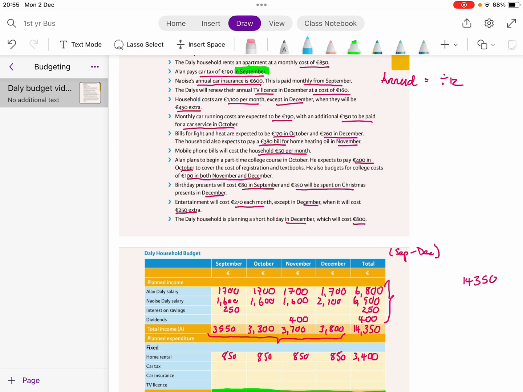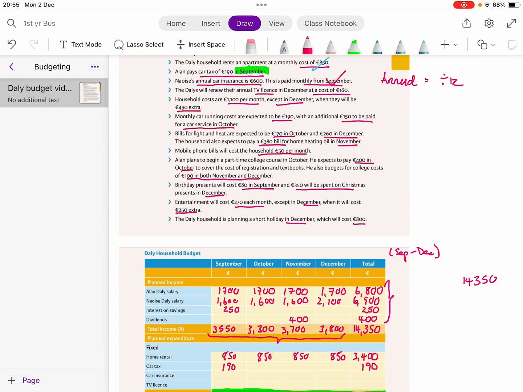I think just actually for the ease, next time I'm going to keep the kind of same colour I'm working with, girls, just so I'm not going back and forth every time. So Alan pays car tax of €190 in September. So we're going to pop that into September. I have nothing my other months, and my total is 190. So I'm going to tick that off now as well.